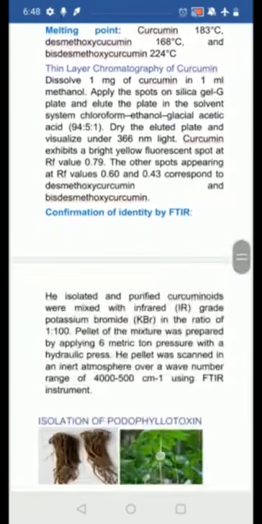When coming to the identification by using the FTIR, here you are going to use the isolated curcuminoids. It is mixed with IR grade potassium bromide in the ratio of 1:100. Then the mixture which is prepared, that is the pellet. You are going to prepare the pellet, or the tablet, by applying pressure using the hydraulic press. Then the pellet is scanned in an inert atmosphere over a wave number of 4000 to 500 cm⁻¹ by using the FTIR instrument.